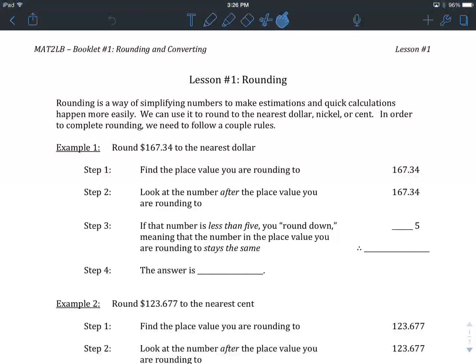Welcome to the first lesson of MAT 2LB booklet number 1, Rounding and Converting. We are at lesson number 1, Rounding.